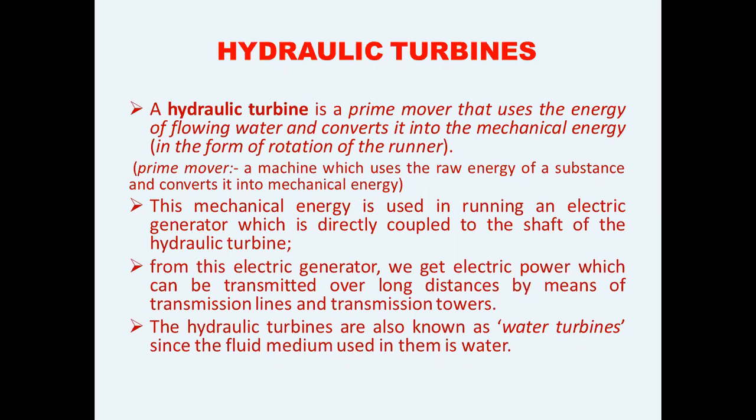Now, what is a prime mover here? What is meant by prime mover? A prime mover is any machine which uses the raw energy of any substance and converts it into mechanical energy. For example, if you are considering a windmill, the prime mover in a windmill will be a machine which will convert the raw energy of the wind into mechanical energy of the rotating wind turbine.